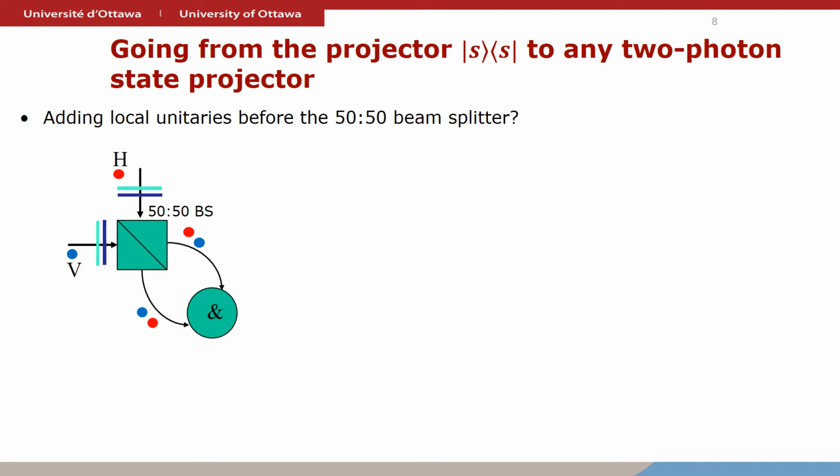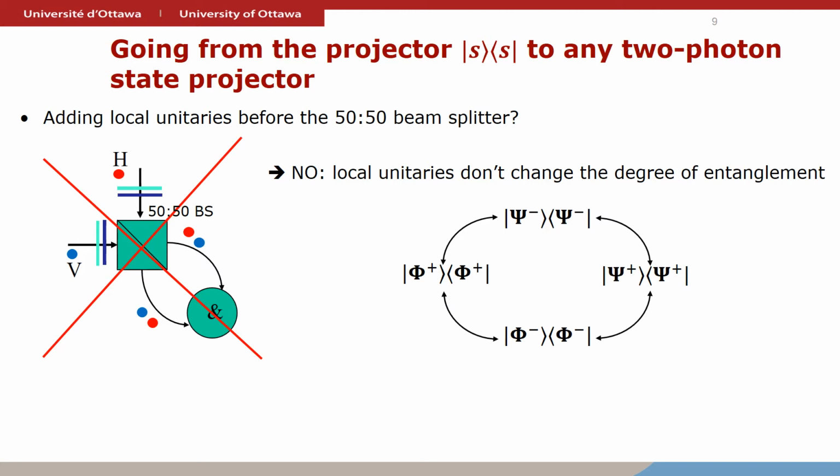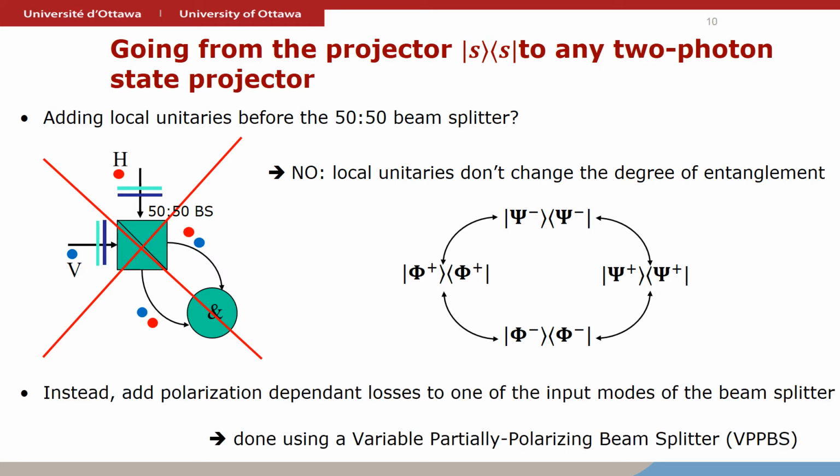Now that we know how to project onto a very specific two-photon projection state, the singlet state S, the question is how do you go from a projection onto S to the projection onto any two-photon projection state? Do you just add local unitaries before the beam splitter in the same way we do for a one-photon projector? The answer to this question is no. By adding local unitaries, you cannot change the degree of entanglement of your two-photon state. The only thing you can do is go from your singlet state S, or psi minus, to any of the three other Bell states.